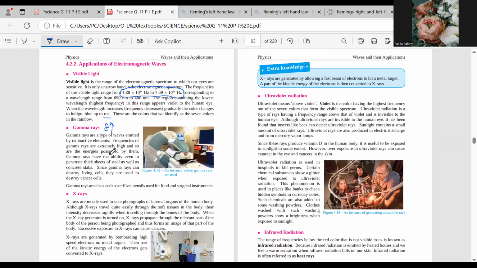So because of that, they are extremely what? The frequency is very high, right? And they have lots of energy, right? So the energy possessed by them is very high. So they have the ability to do what? Destroy cells, cancer cells, right? And also they can even penetrate steel and concrete slabs also.